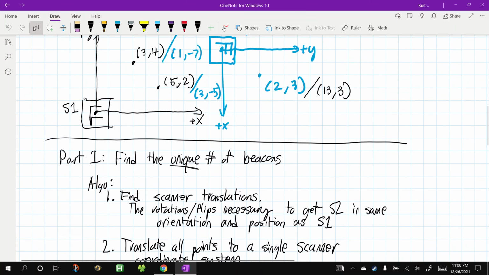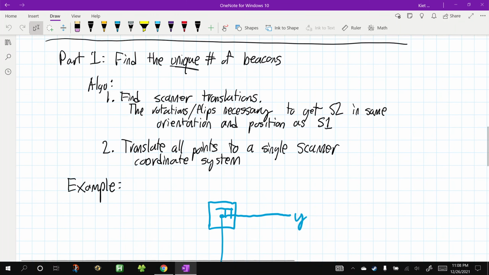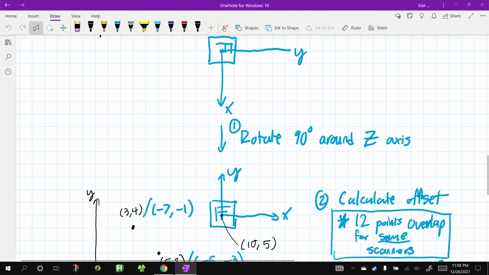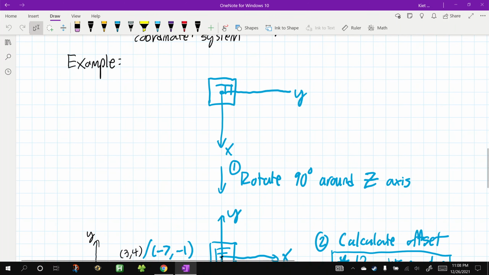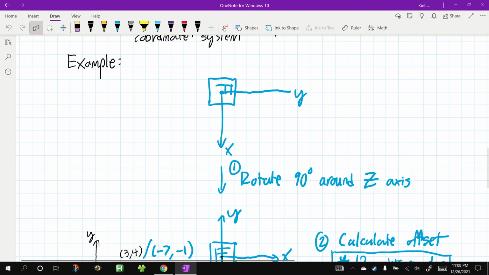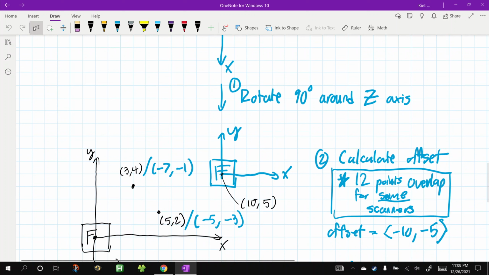Right, so here's an example of number 1. How would we find the scanner translations? For example, this one, if you were to do it manually, first we had the scanner in this orientation. It's pretty obvious that we need to rotate it 90 degrees around the z-axis. And once we rotate it 90 degrees around the z-axis, we get this orientation here, or this rotation.